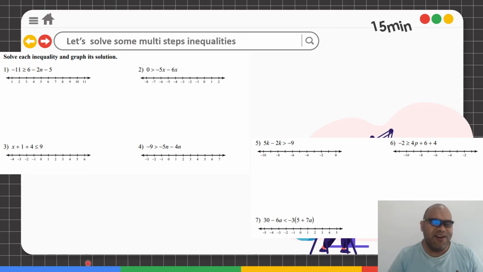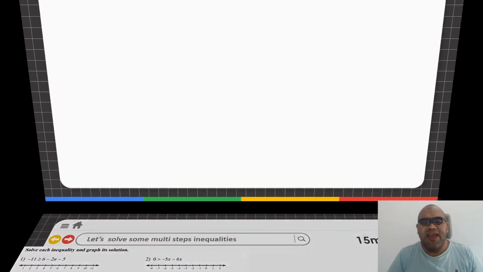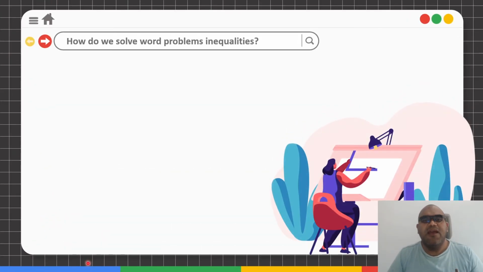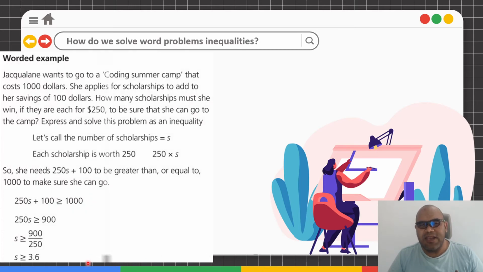Great. I hope you learn a little bit more, guys, and improve these steps, multi-step inequalities. Be sure you understand these steps and how to solve it. Great. Let's go ahead here. The last one. Okay. How do we solve word problems with inequalities?